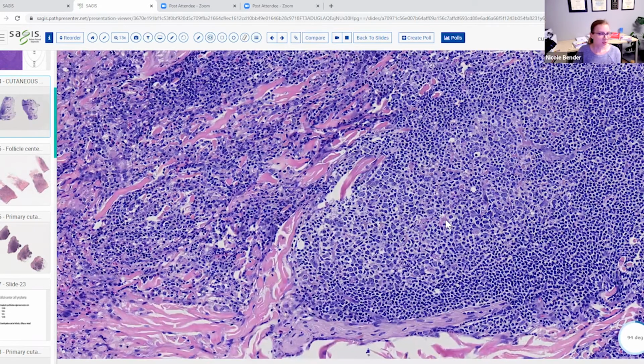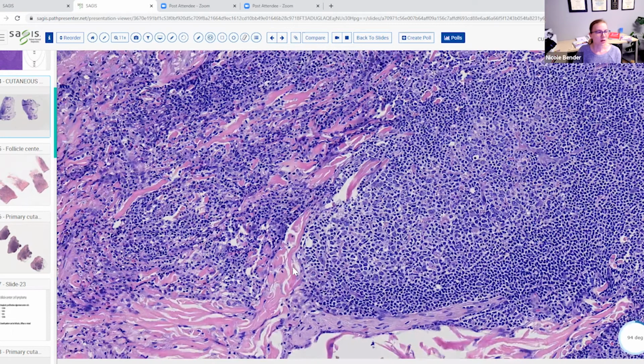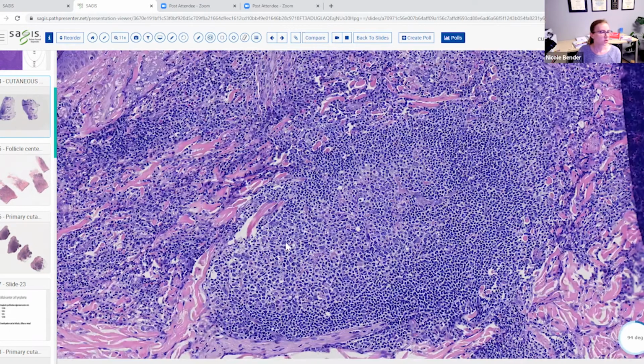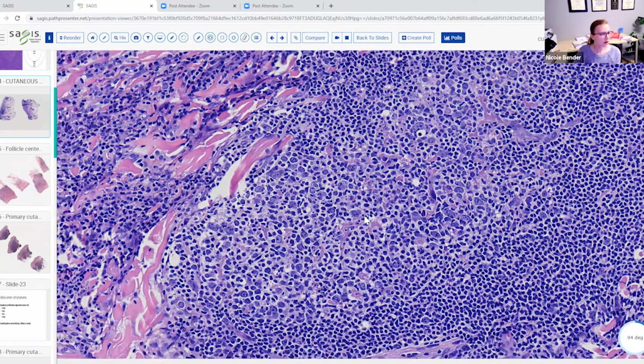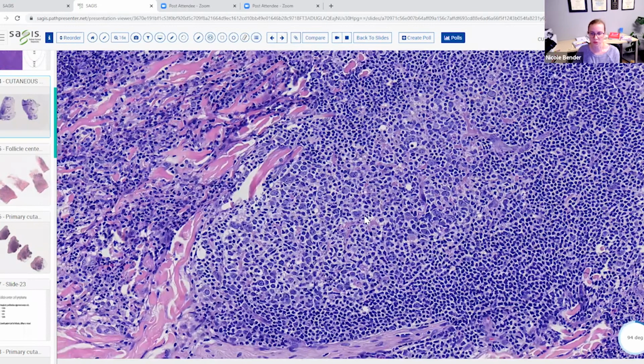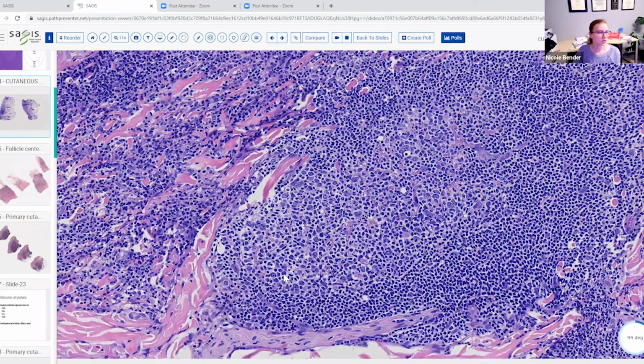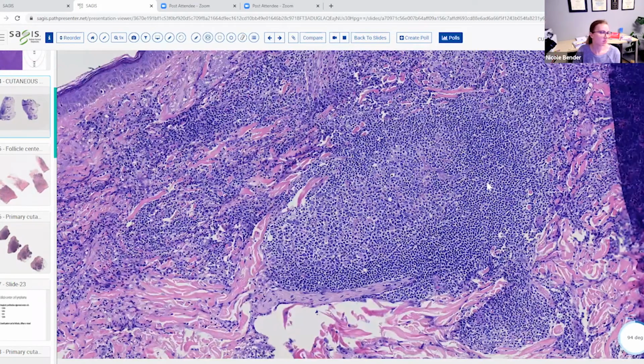We have our mixed B and T cell population. Our germinal center that we see looks normal, so there are scattered tingible body macrophages, again we see here. And there can be some scattered mitoses too, those are normal to see. And the mantle zone is in normal size and placement for this.